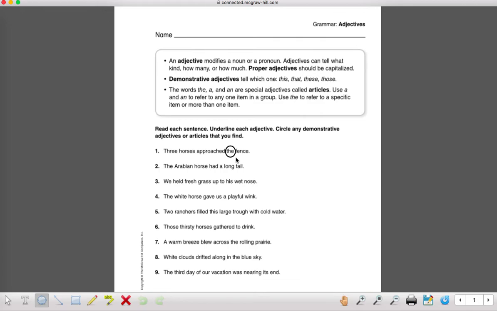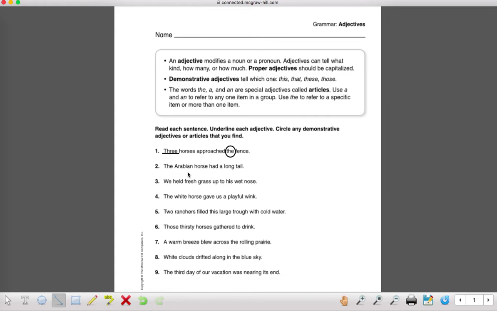Again, on a Google form, it's going to be different. You're not going to be able to underline or circle. You'll just have to type in the answer. For demonstrative adjectives, I don't see any words like this, that, these, or those, but it does have the number 3. Oh wait, maybe that'll work. That worked. Yay. Okay, so 3 horses approached the fence. So 3 is telling you how many horses. The is the article. So I'll do number 2, and then that'll be it.